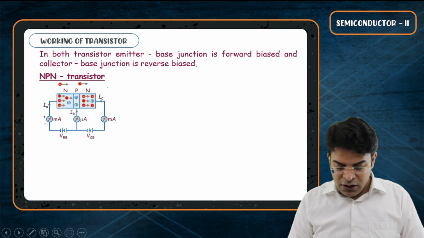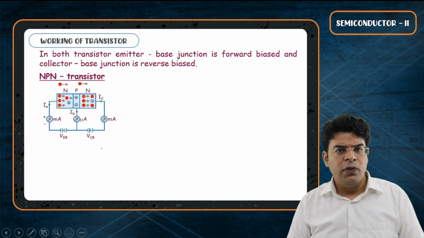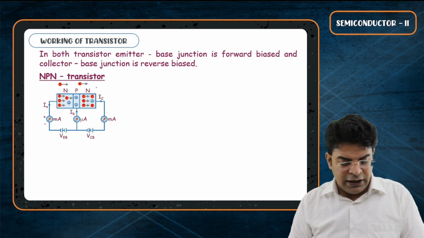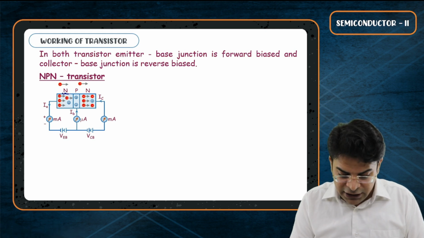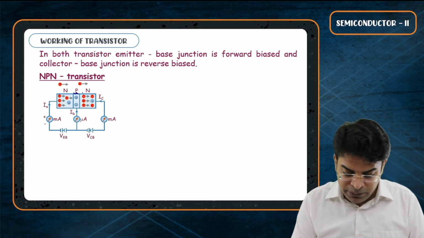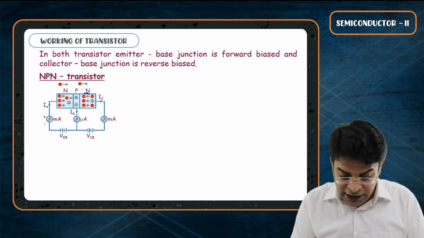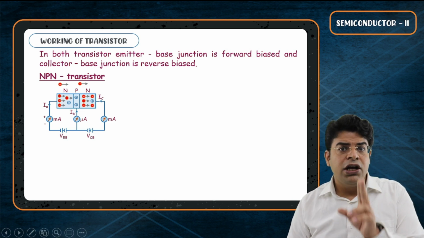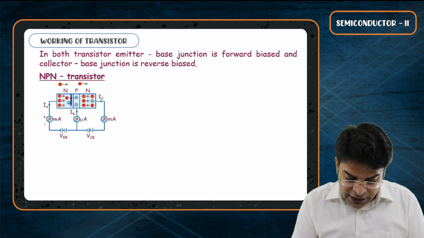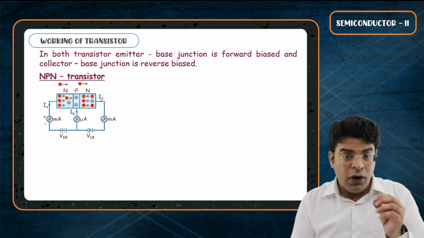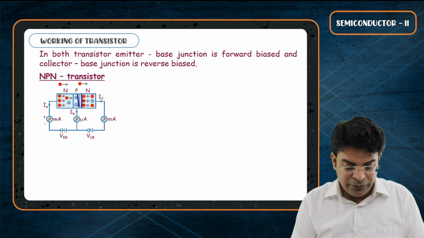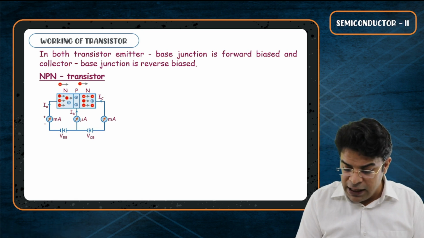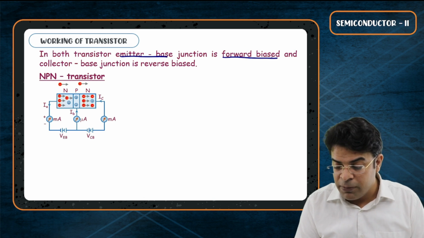Now, think of this circuit. I have said that we have got an NPN transistor. So the emitter is N type, the base is P type, and the collector is N type. Here in this NPN transistor, we get two PN junctions, one between emitter and base and one between base and collector. For the proper working of the transistor, we keep the emitter base junction forward biased.